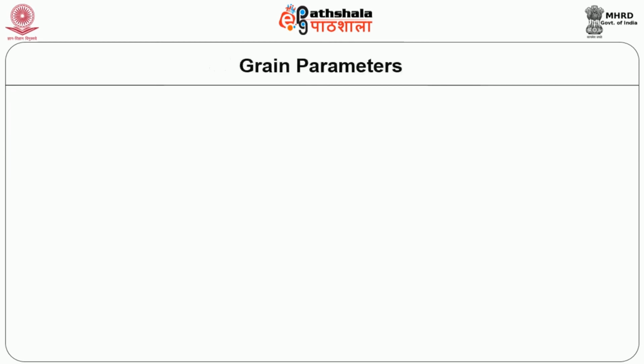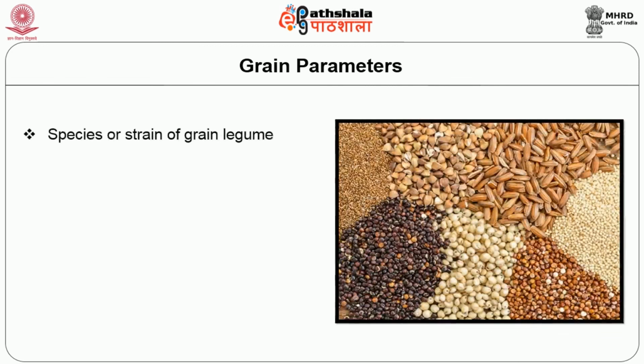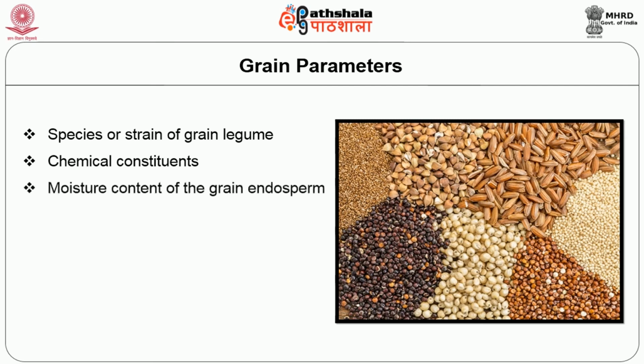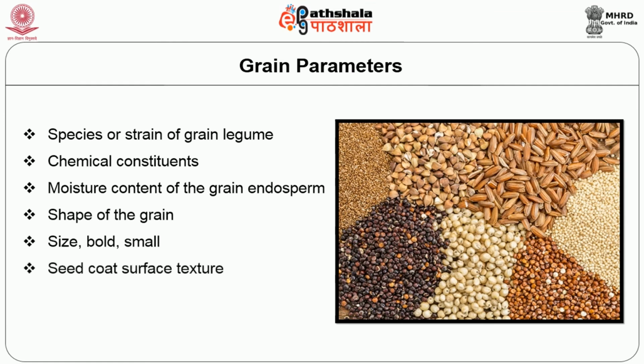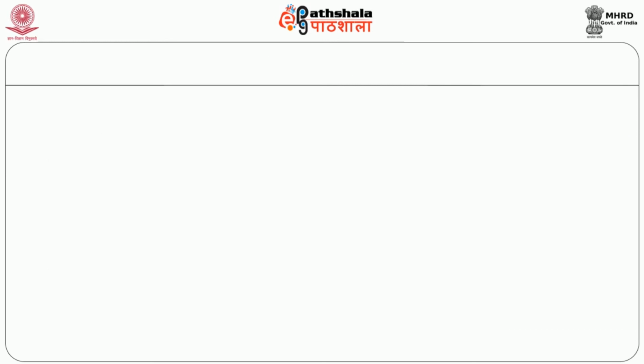The first parameter is the grain: species or strain of grain legume, the amount of chemical constituents, moisture content of the grain endosperm, the shape of the grain, the size, the seed coat and surface texture, the thickness of the gum layer. The second parameter is the machine.